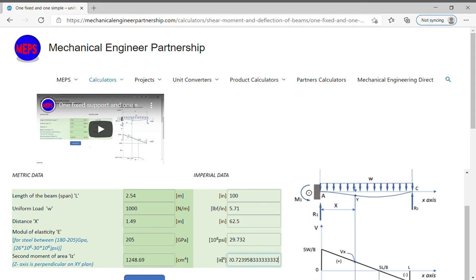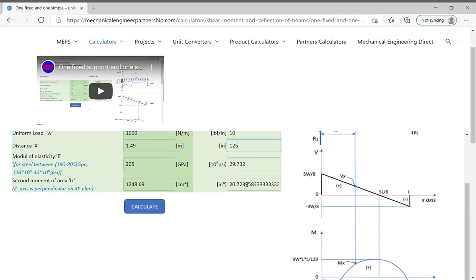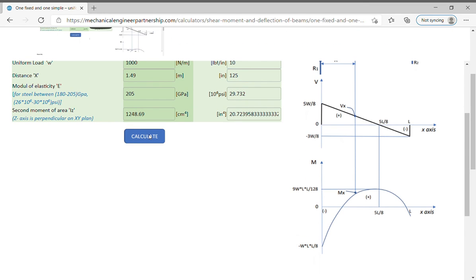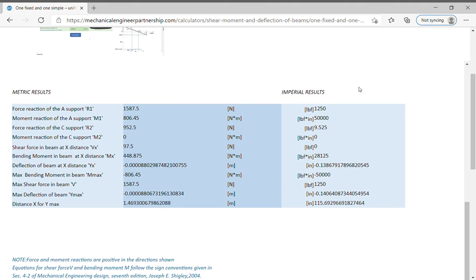replace the length L, 200 inches, 10 pound force per inch for uniform load W, and then 125 inches for x distance, modulus of elasticity 30 megapound force per square inch, and then calculate. The results are in the blue table. As I related in the preceding paragraph, maximum values of shear, bending moment, and deflection are generally used for dimensioning a beam. Similar calculation in metric units, data, and results.